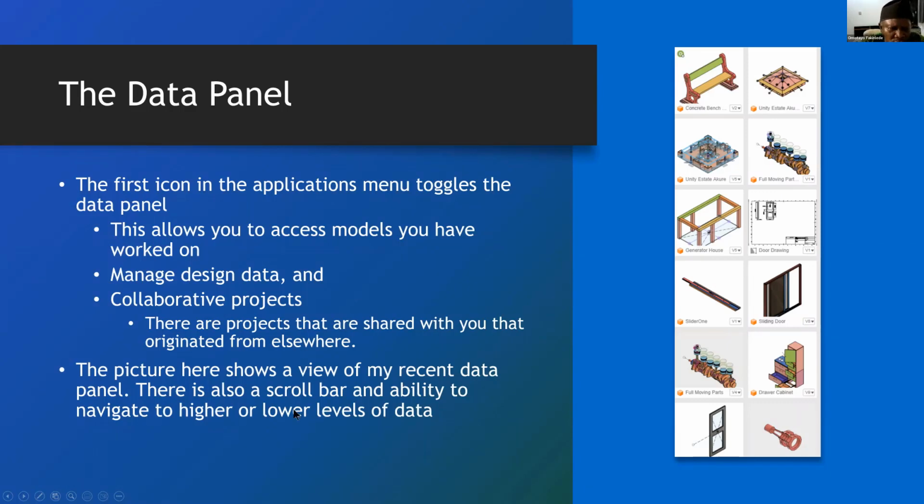And so that is a data panel, and that data panel can be toggled, as I will show you, from the applications bar. The picture here shows a view of my recent data panel. These pictures, I'm referring to the pictures here that are showing you some of the projects I've recently worked on, are here. And then you can also scroll to see all my projects. That is me in my own computer.